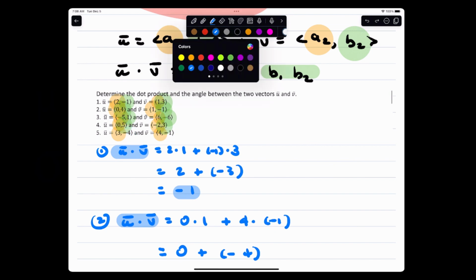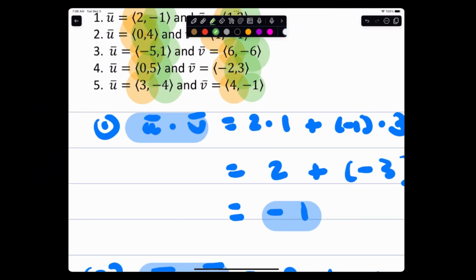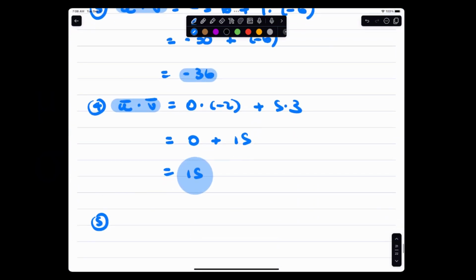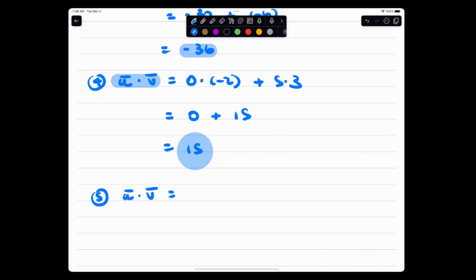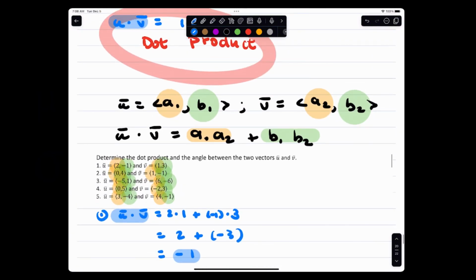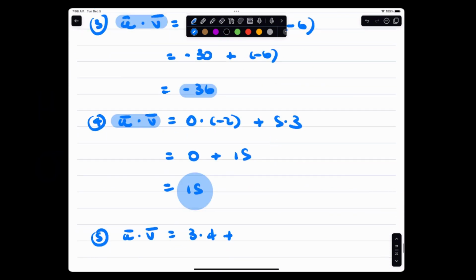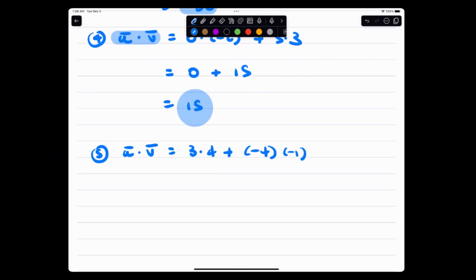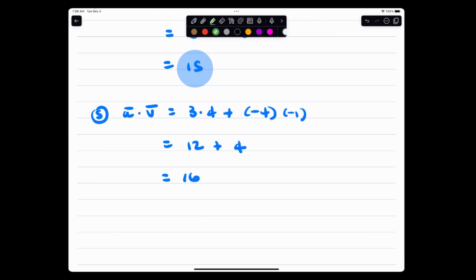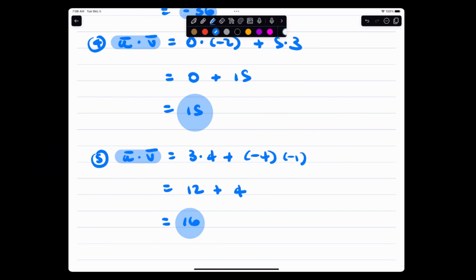Oop, wrong color. -4 times -1. What's 12 plus 4? Is that 16? You guys okay with that? All right.